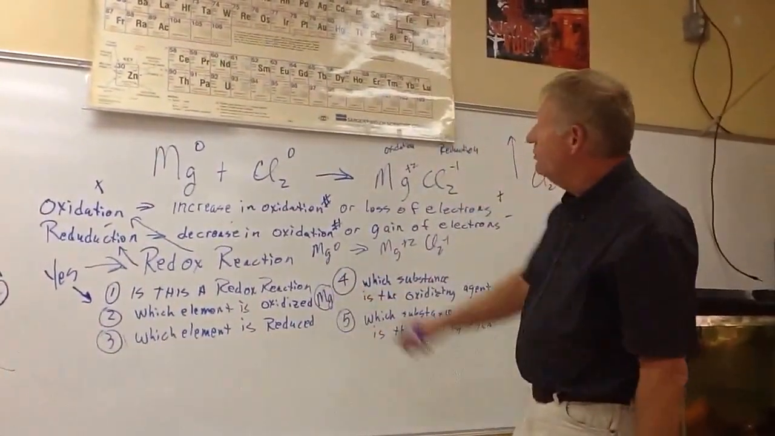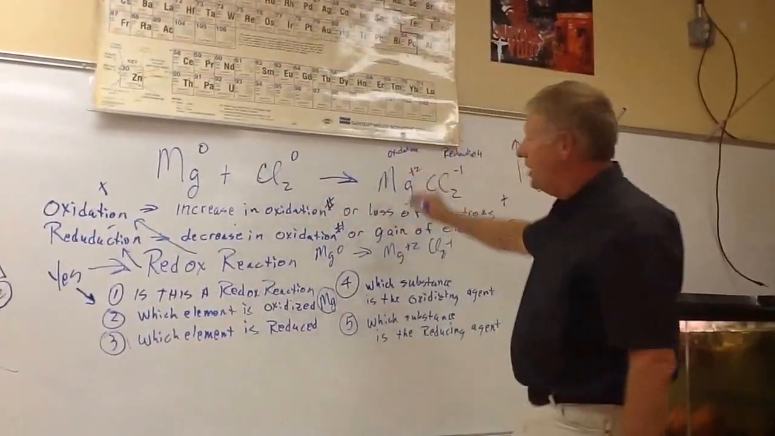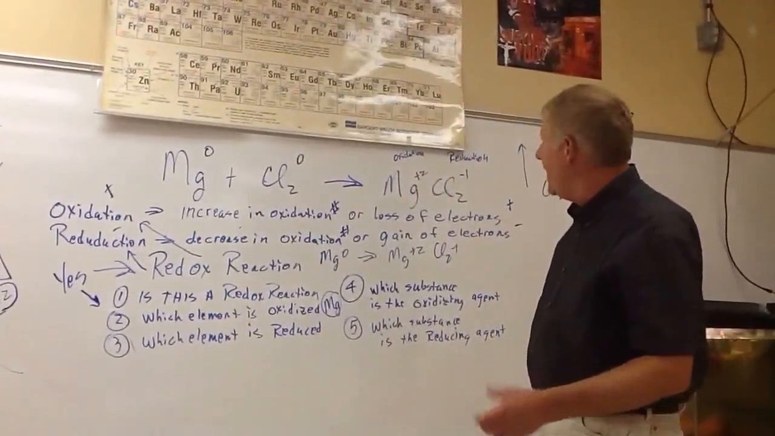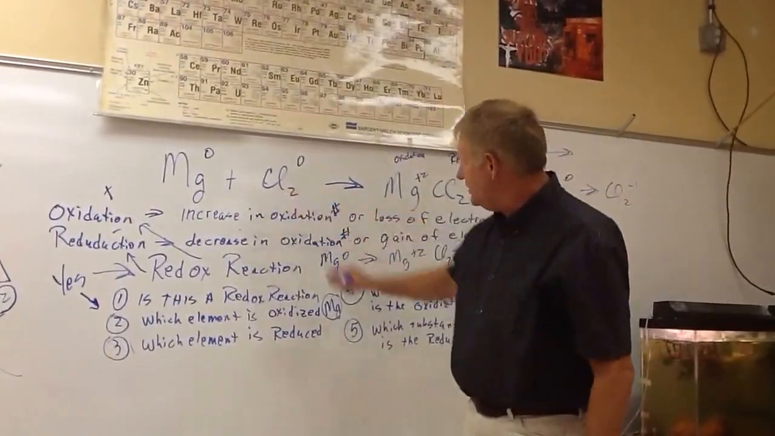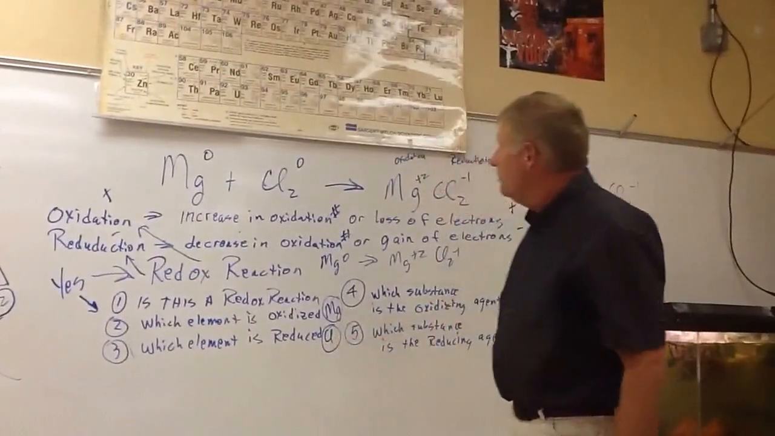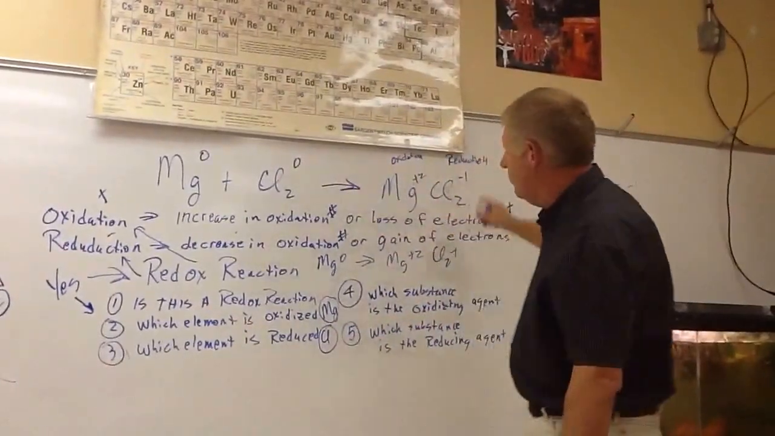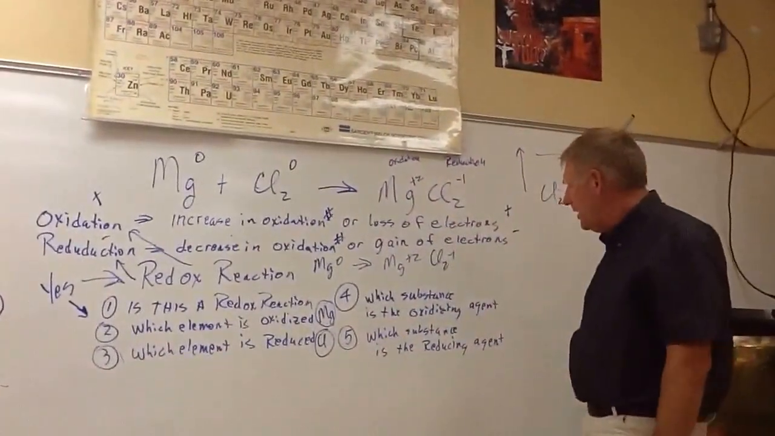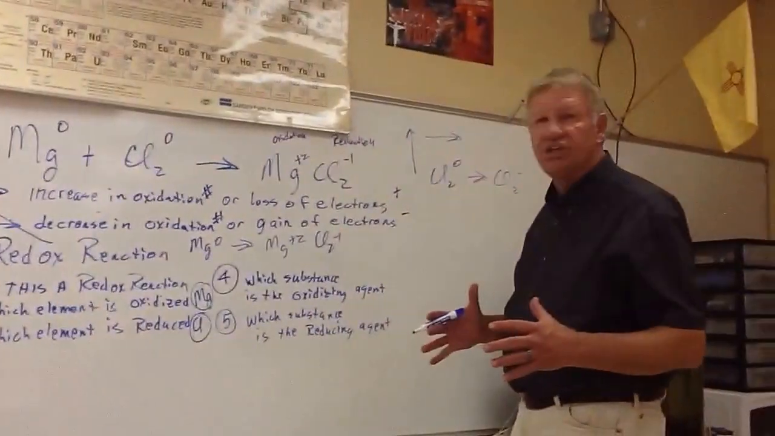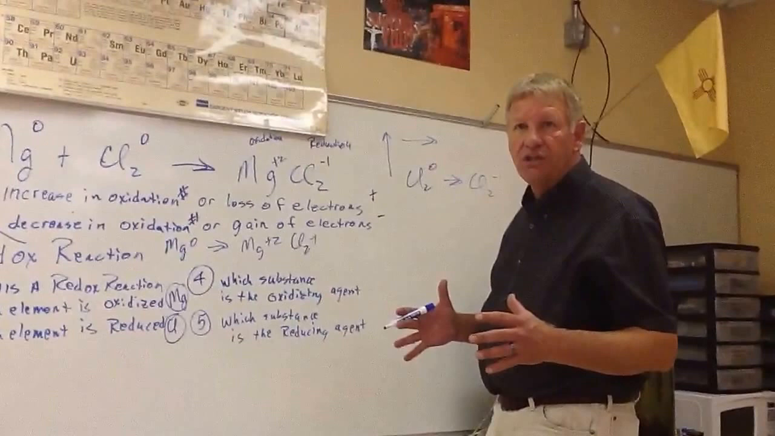Okay, why? Because it went from 0 to +2. Which element became reduced? Reduced means it became more negative. Well, it was, and in this case, we just put which element? Chlorine. Okay? Because it went from 0 to -1.